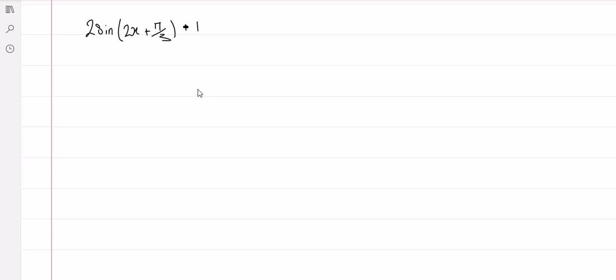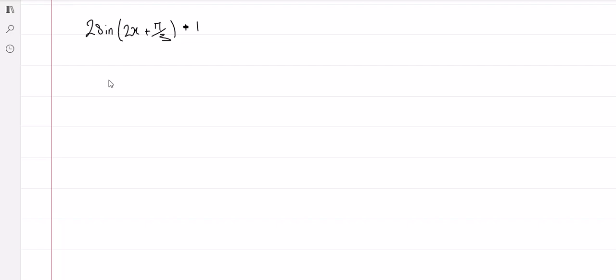Okay, now in order to better understand the lessons and the tutorials you learned so far about trig transformations, we're gonna solve the problem so you can see how we can apply the method. Let's say, for example, we have 2 sine of (2x plus pi over 3) plus 1, and we want to graph this trig function. What we want to do is first break the transformation into several steps in order to get to the full function mentioned in here.